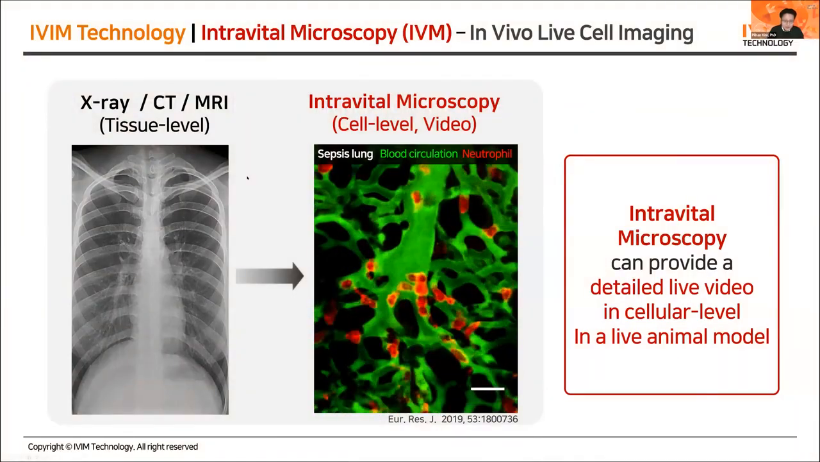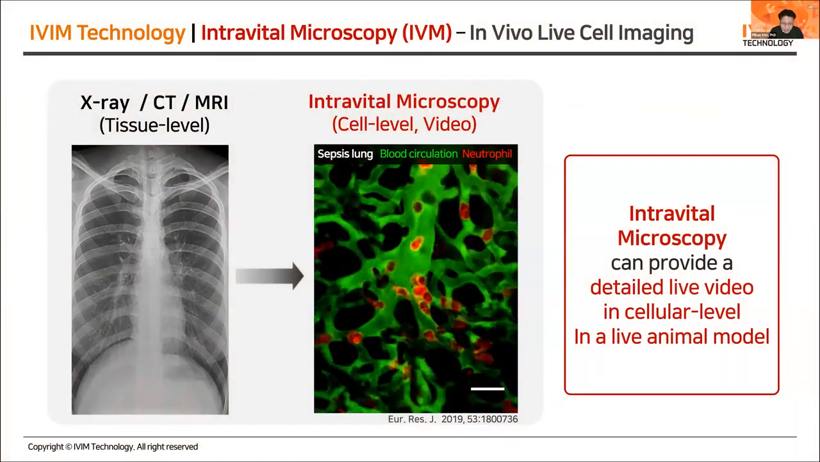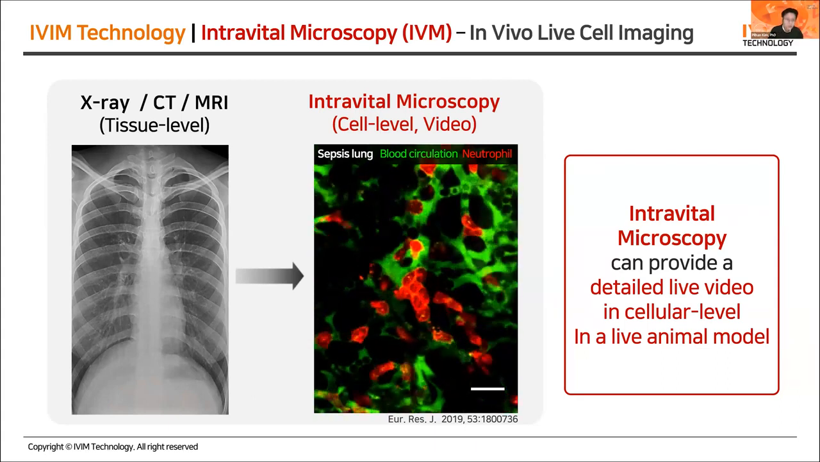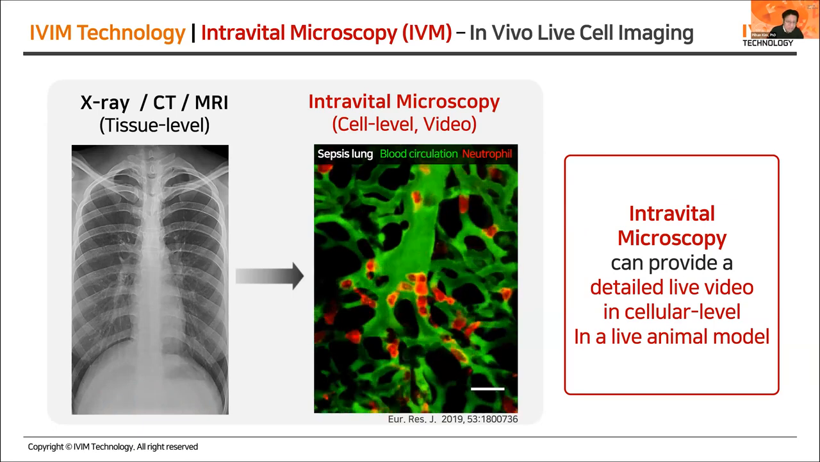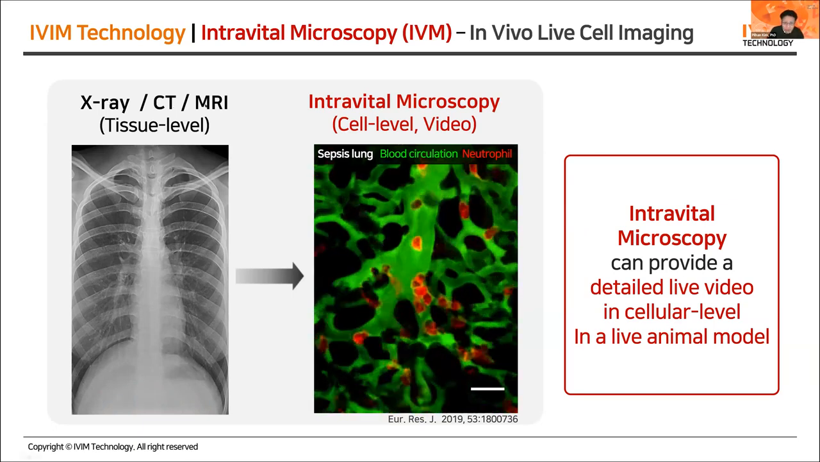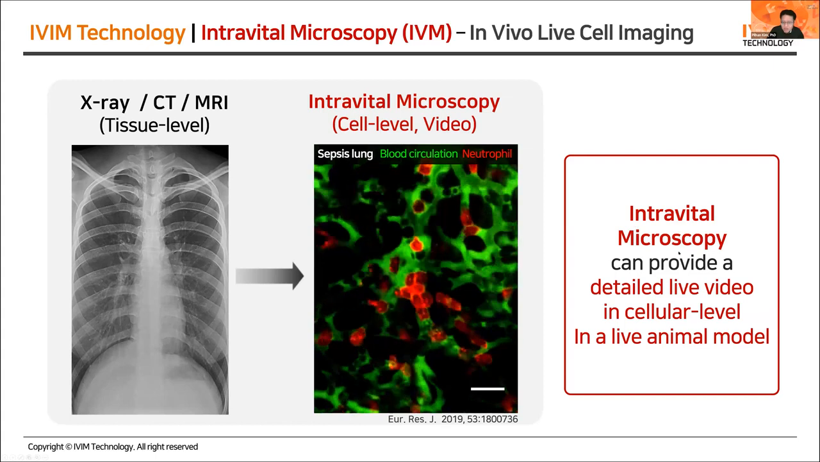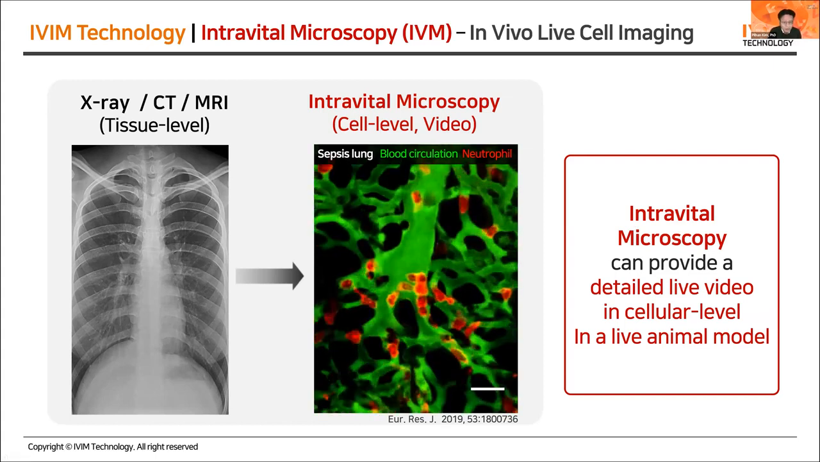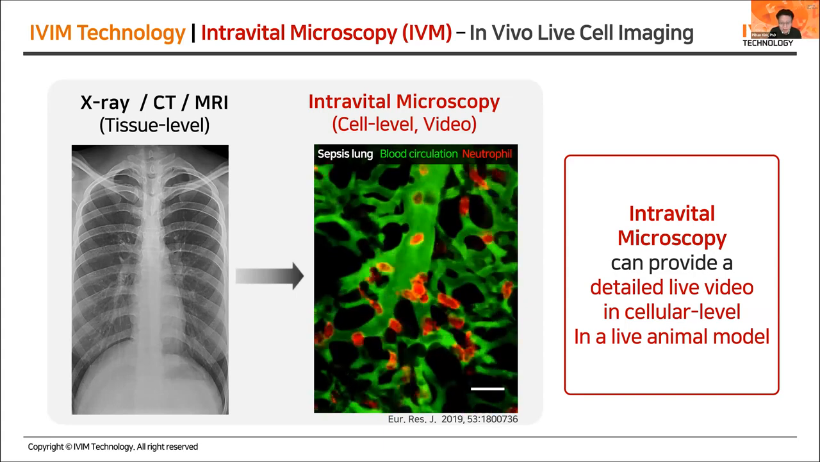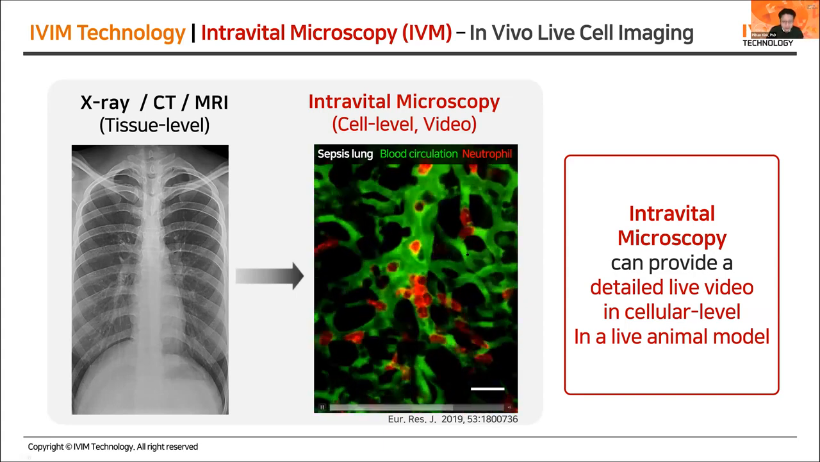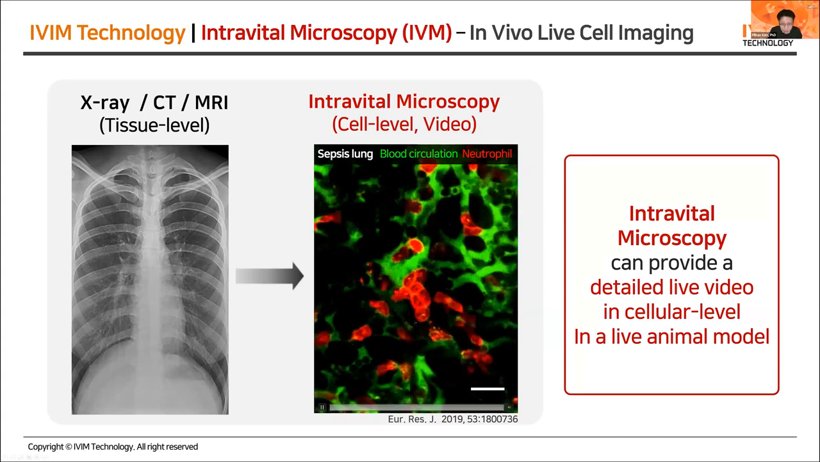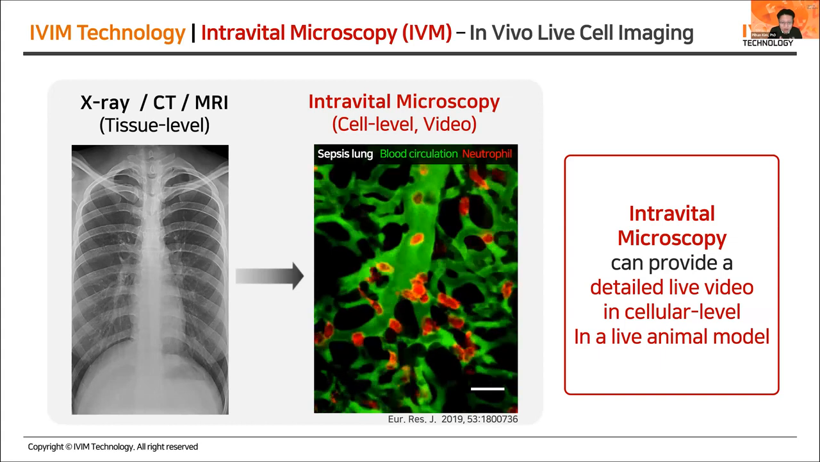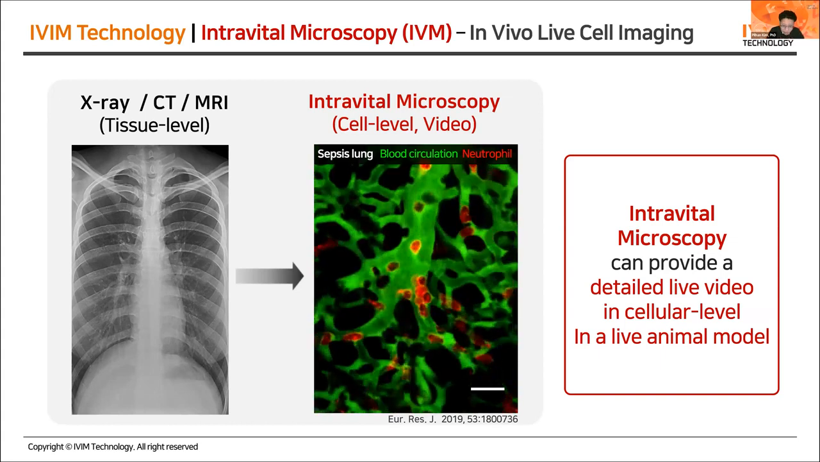This is one of the representative data that intravital microscopy can provide. Compared to tissue-level imaging modalities like X-ray, CT, or MRI, intravital microscopy can provide a very detailed live video at the cellular level in a live animal model. In the middle is a 10-minute video obtained from the lung of a sepsis mouse model.